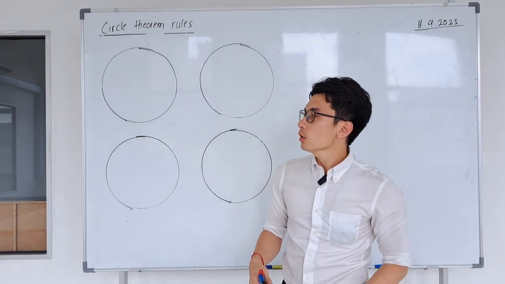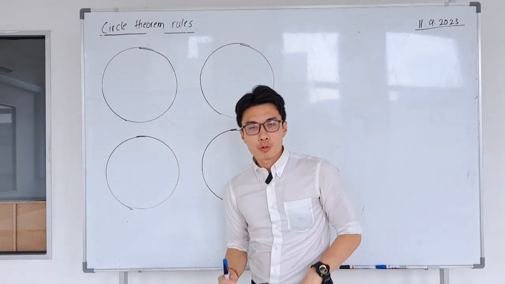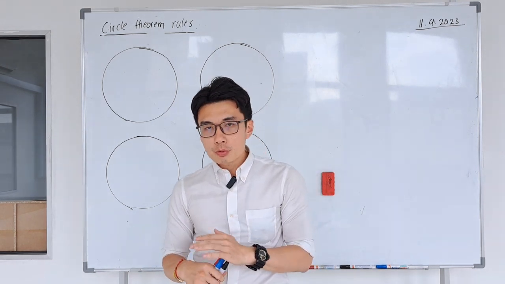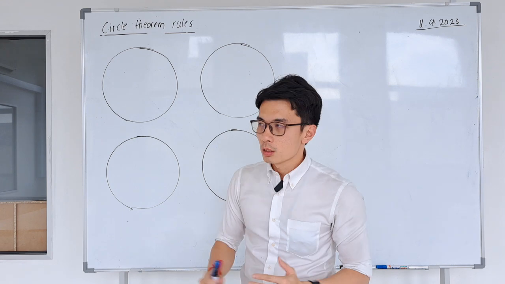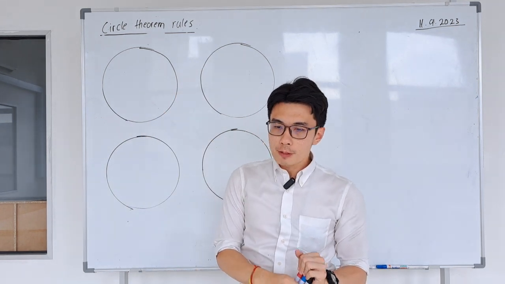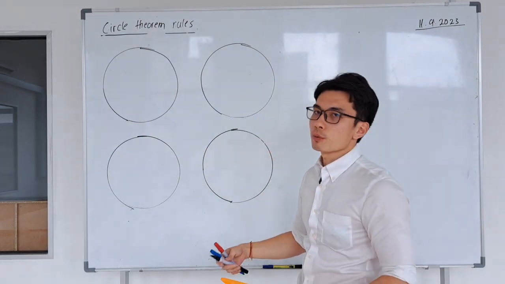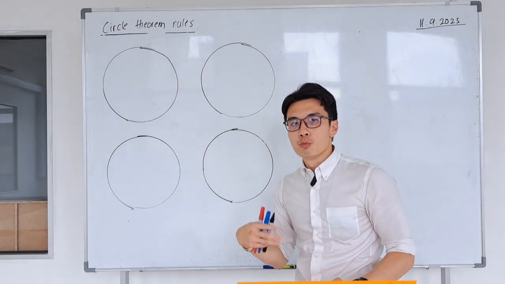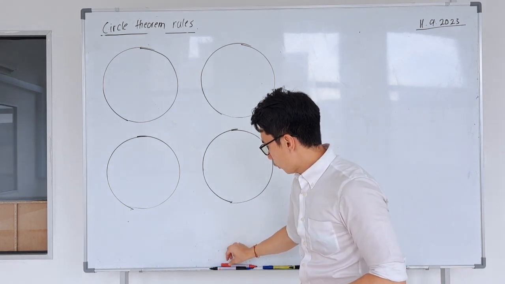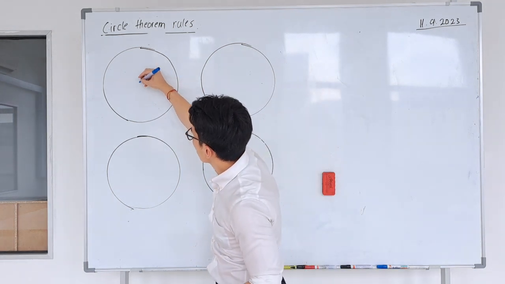Okay, so for today, I'm going to introduce you to the circle theorem rules. But before we begin with the circle theorem rules, let's understand how we label the parts of the circle first, okay? Because we are going to use a lot of those terminologies when we want to explain our rules involving circle theorem. Now, first, we are going to look at this line here.